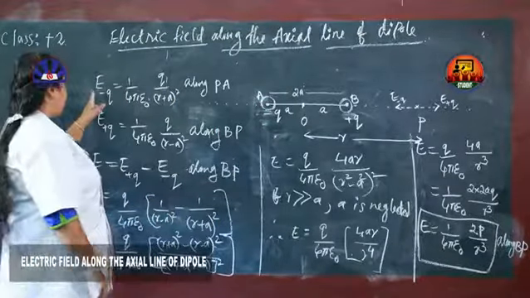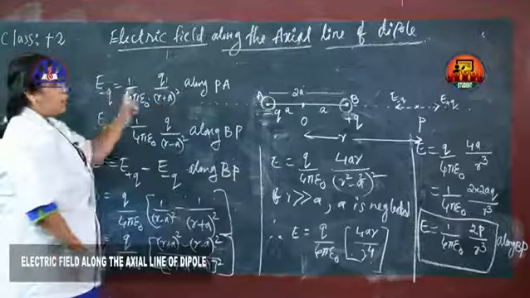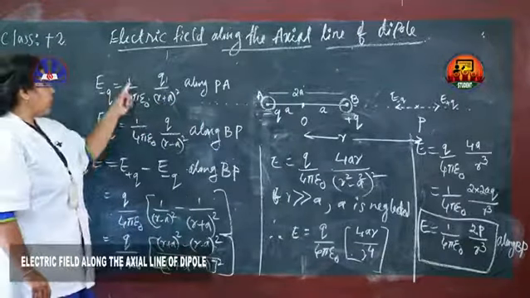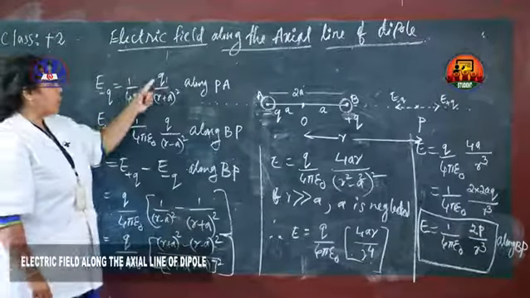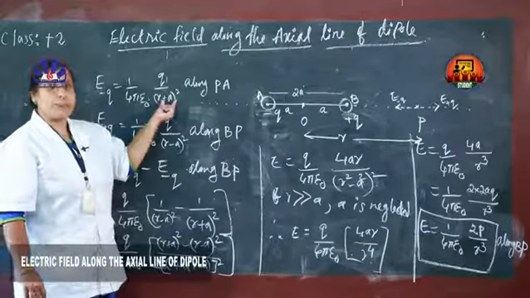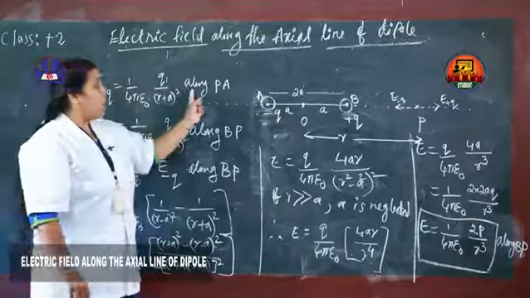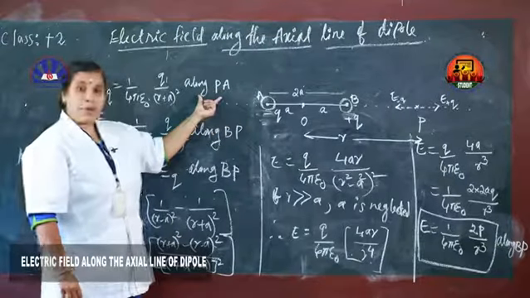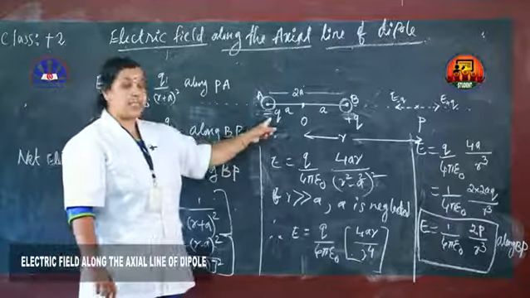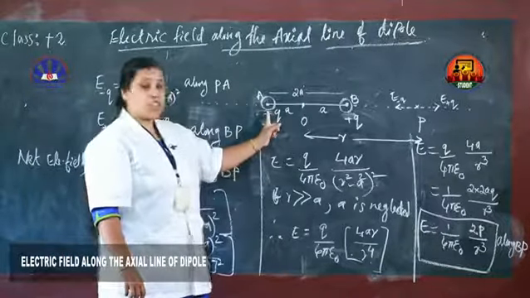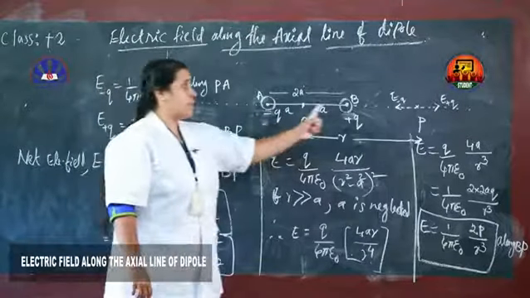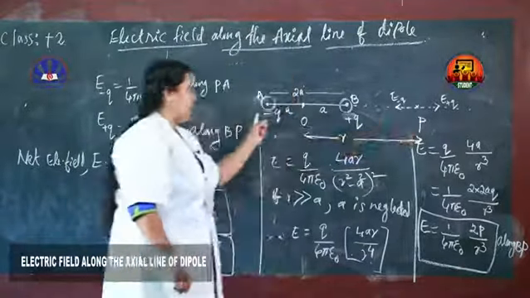Now the electric field at P due to the charge minus Q, by using the same formula, you can write 1 by 4 pi epsilon 0 Q divided by, instead of r square, here the distance is r plus a whole square, along PA. What does this along PA indicate? PA indicates the direction of the electric field. Since the charge is negative, we know that the direction of the electric field is inward. Inward means towards the negative charge. That means the direction is marked as PA.